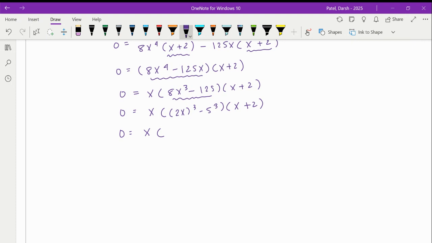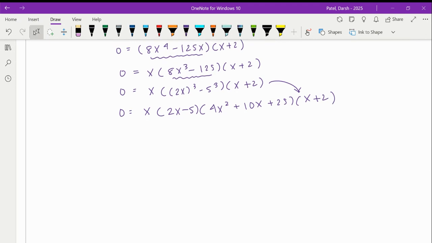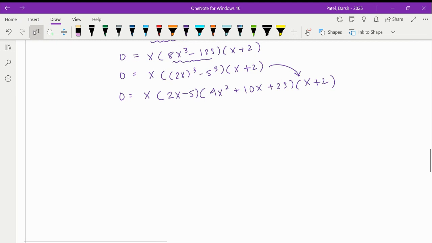And then we're going to use the difference of cubes method. So it would be 2x minus 5. And then 4x squared, opposite sign, so it would be 10x plus 25. And then your last term, x plus 2. Okay, so this is looking fully factored. Now, since we're trying to find zeros, we're going to have to make each of the terms on the right side of the equation equal to 0.